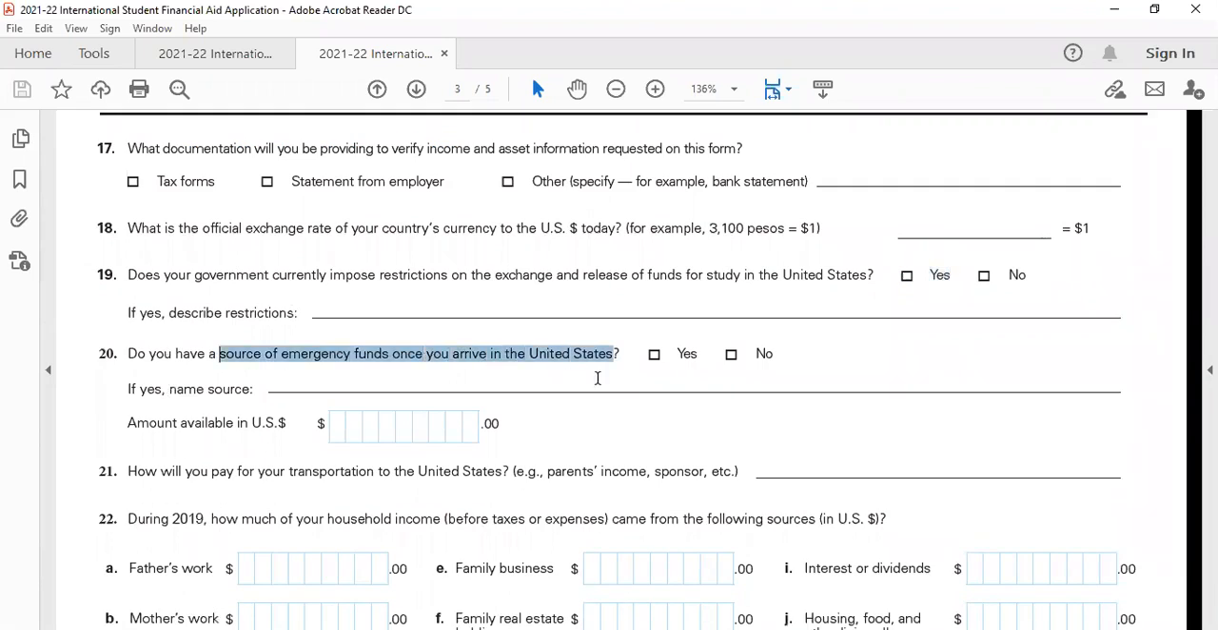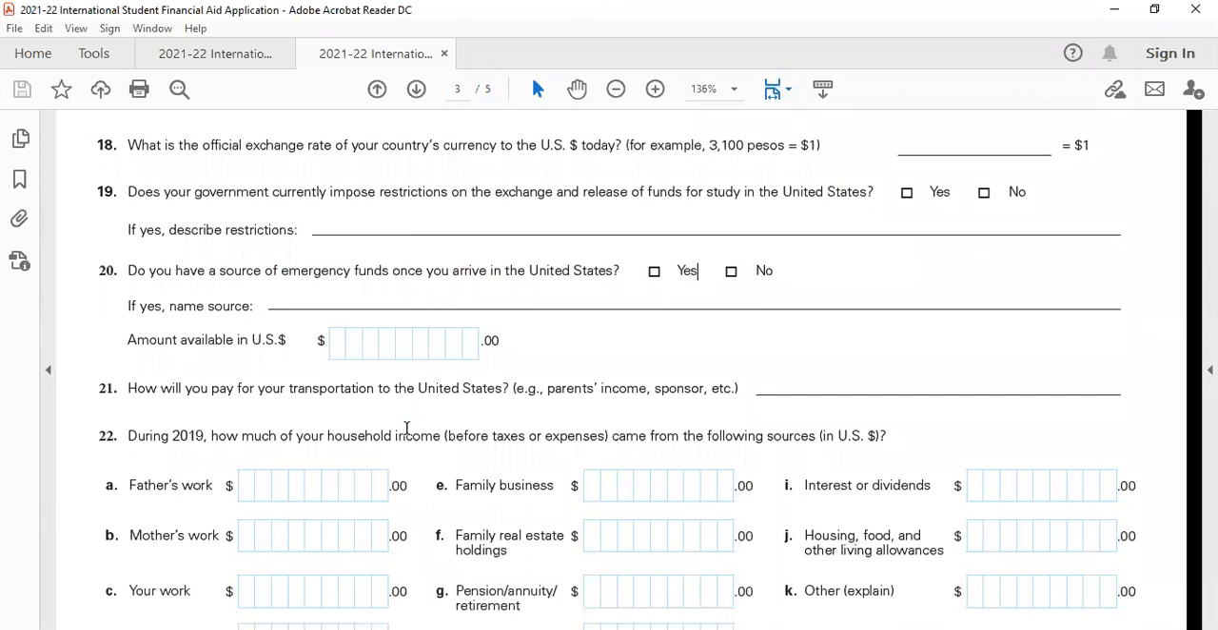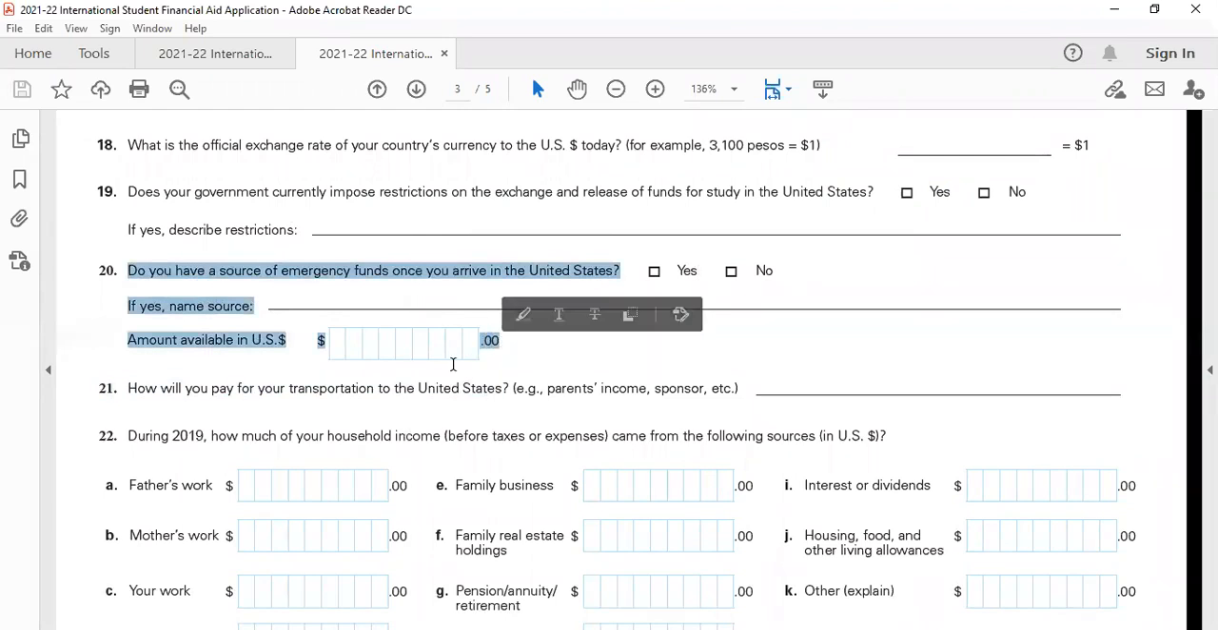Do you have a source of emergency fund when you arrive in the US? So in most cases, you'll have your parents' savings, your parents' income as an emergency fund. So you can mention that. You can mention parents' savings over here, and the amount would roughly be anywhere from $1,000 to $5,000 or $10,000, or even more, if of course your parents have committed those kind of funds towards your education.